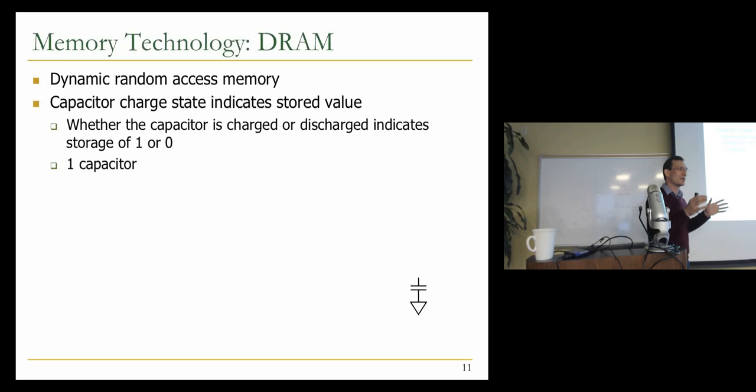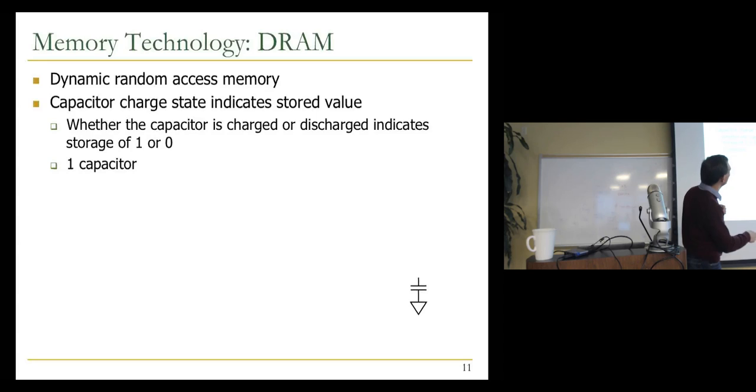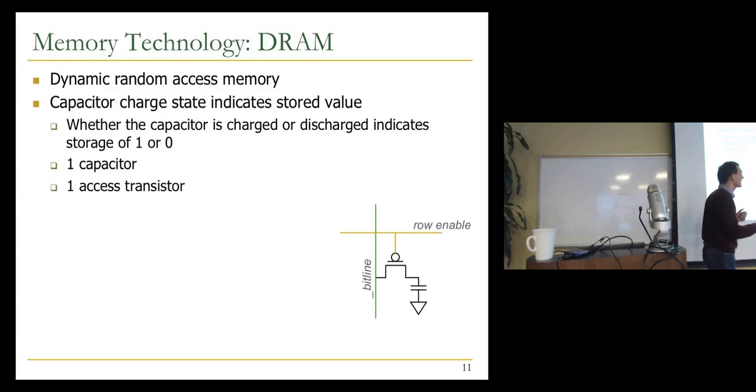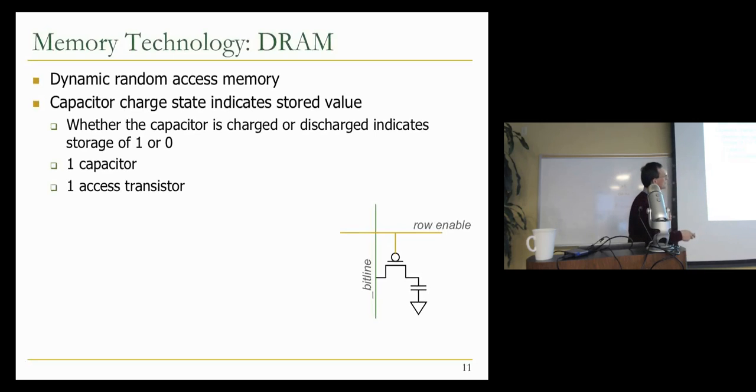We've talked about DRAM, actually, at the first lecture, right? Remember the refresh problem? DRAM actually consists of this. It stores charge in this thing that looks like a capacitor. It is a capacitor. And this capacitor's charge state indicates a stored value. Whether the capacitor is charged or discharged indicates storage of 1 or 0. And you have only one capacitor. Well, you cannot access the capacitor without some peripherals over here. So what we also add is an access transistor.